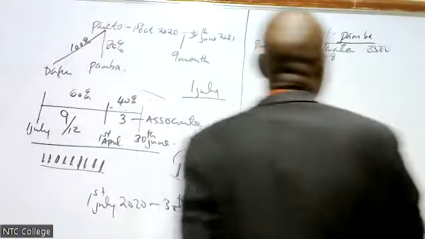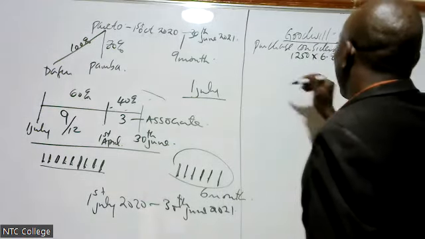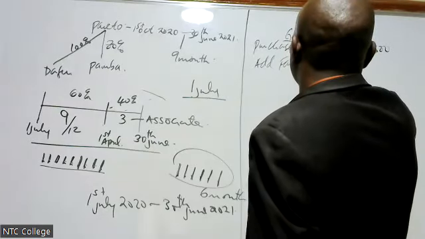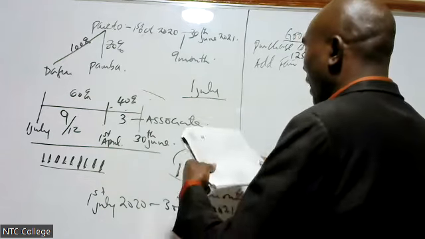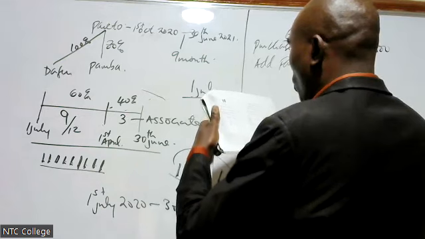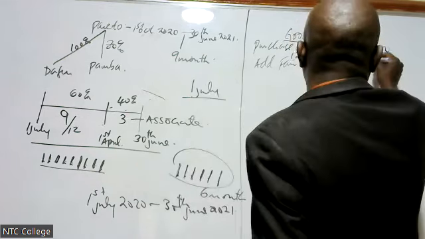Let's go to the goodwill. Purchase consideration there. We add fair value of NCI. We were told that the fair value of NCI was 21.25.